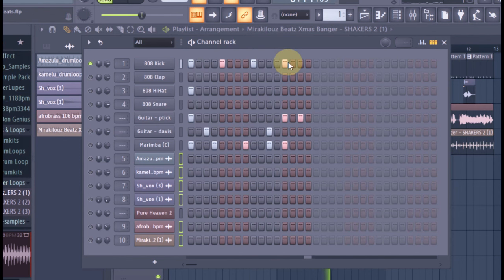I will remove these sounds, these kicks that you are hearing now. Look at it. So when I remove these kicks, you will still get to hear the sound of the metronome.